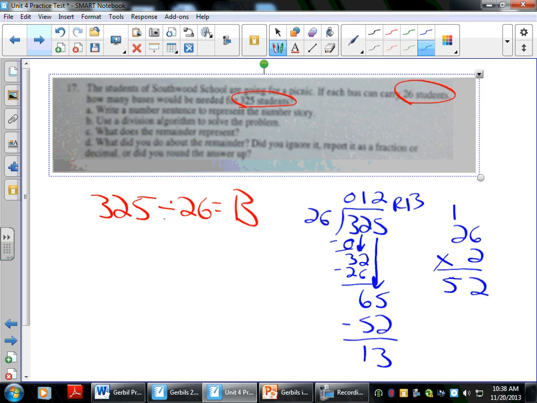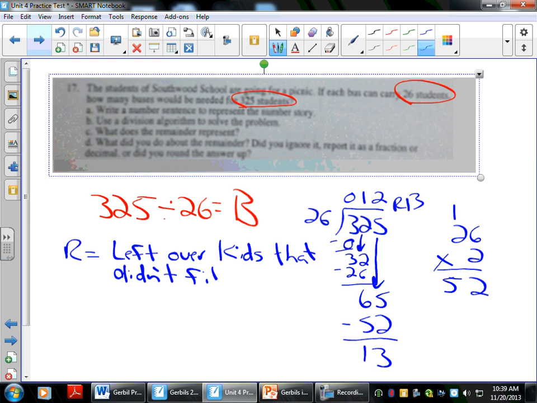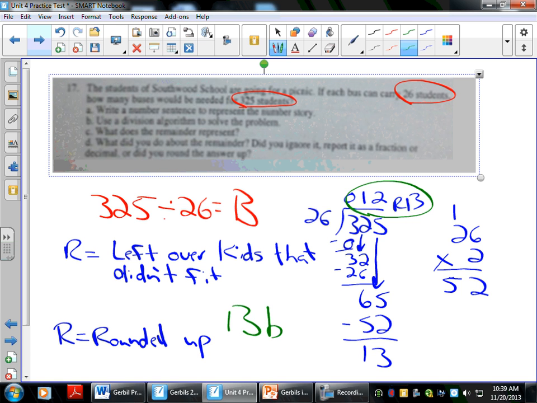Well, I'm not going to leave the 13 kids. So the remainder represents leftover kids that didn't fit. Okay. And what did we do with the remainder? We rounded it up. So our answer is 13 buses.